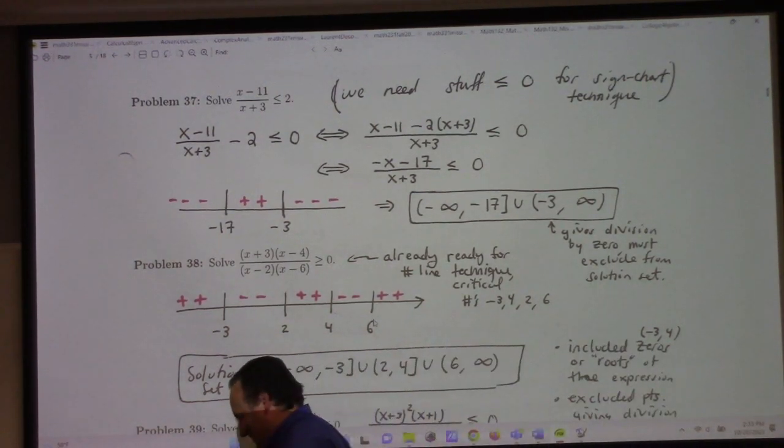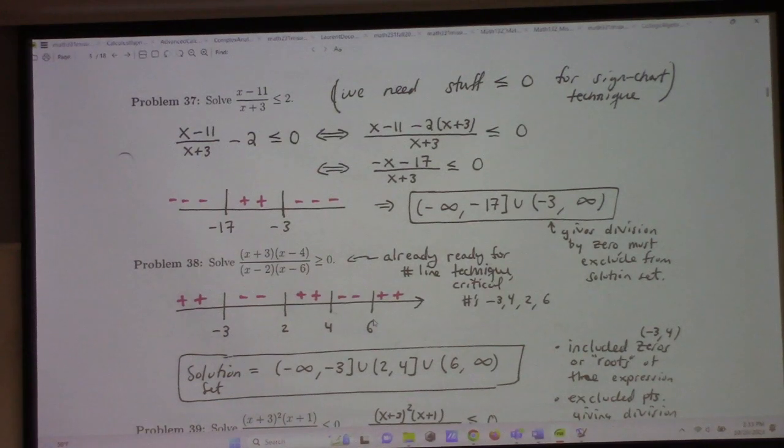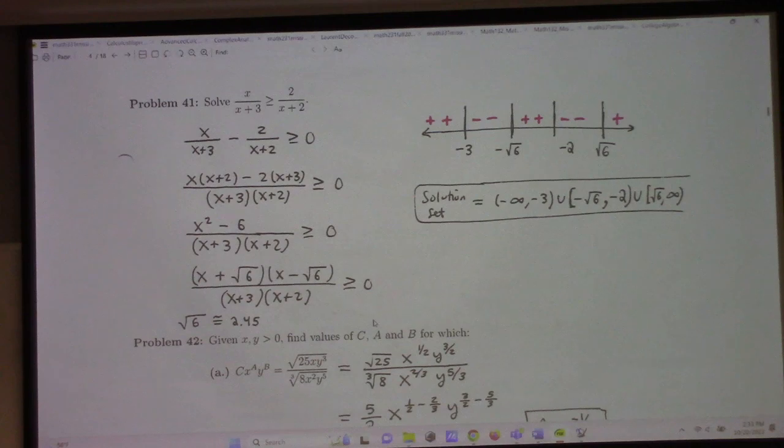All right. Excuse me. Let's go on, and so this one's kind of a similar story, right? 41, you really need to move everything to one side, and then fine.